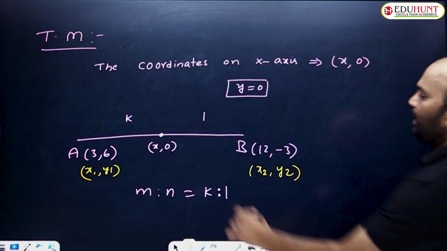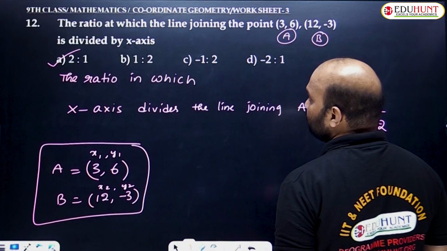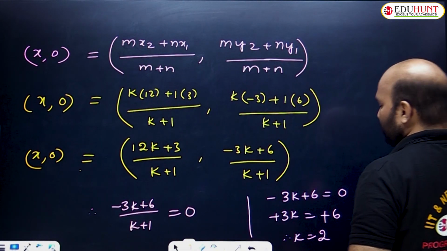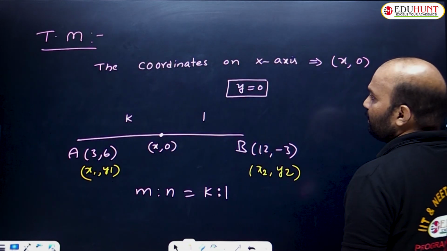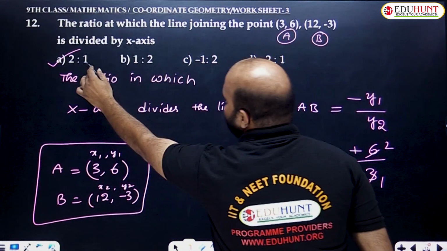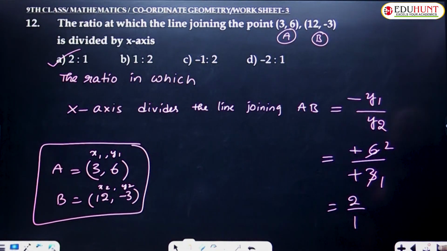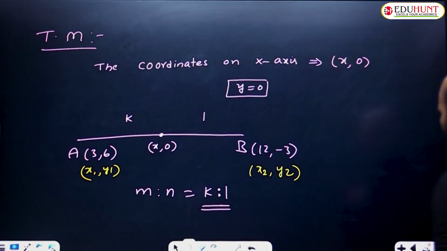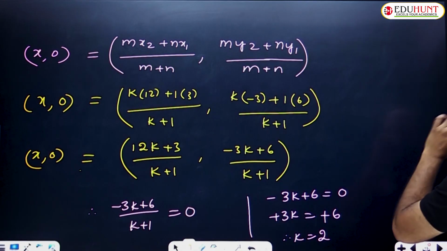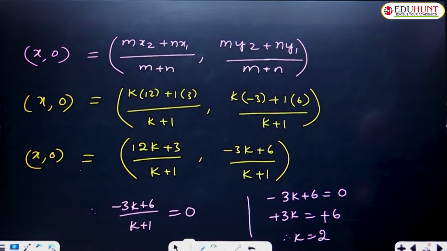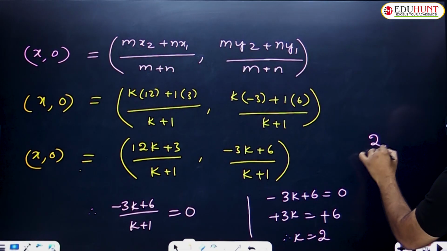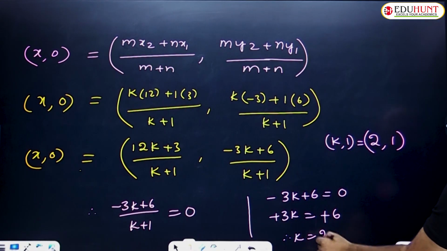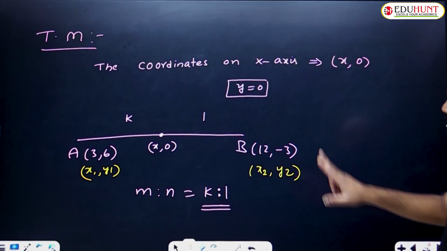So what is the point? X comma 0, nothing but 2 comma 0. What is the ratio? k is to 1, so k value 2 is to 1 is the required answer. Am I clear? Already checked, option A is the right answer. The ratio asked is m is to n, just like k is to 1, and we got k equals 2. So the x-axis divides the line joining the points in the ratio 2 is to 1. So option A is the right answer.